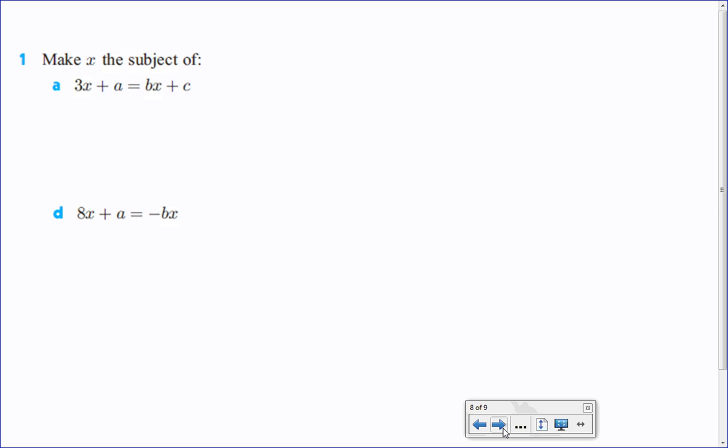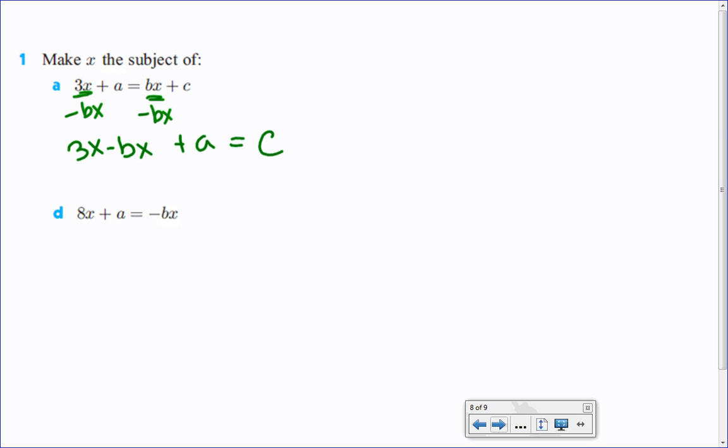Okay, again, a little more complex. Notice we've got two x's, right? So we're going to have to get our x's on one side, and anything that doesn't have an x, we're going to move it to the other side. So we can subtract bx from both sides. So we have 3x minus bx plus a equals c.